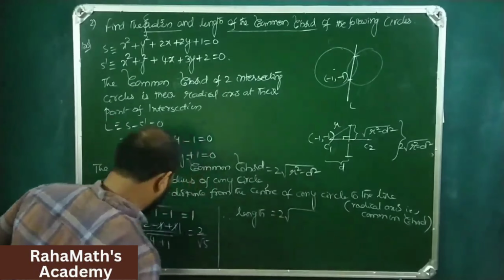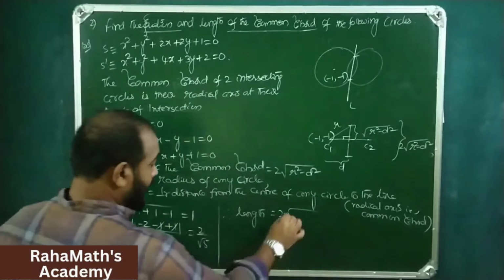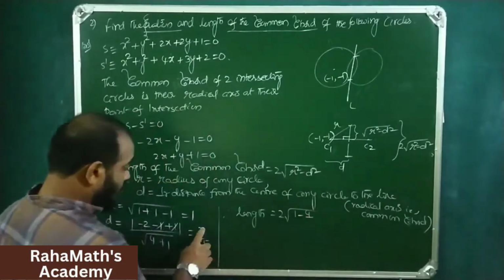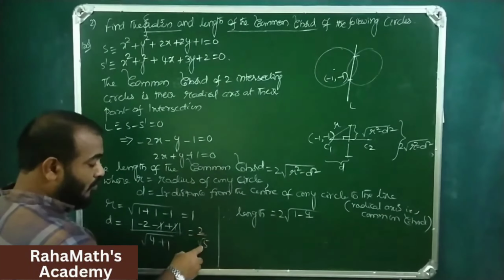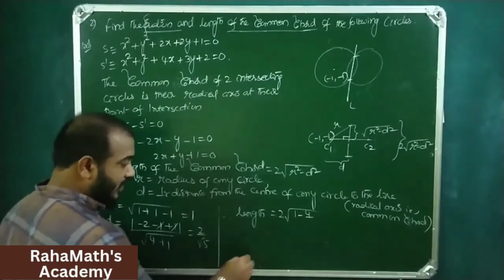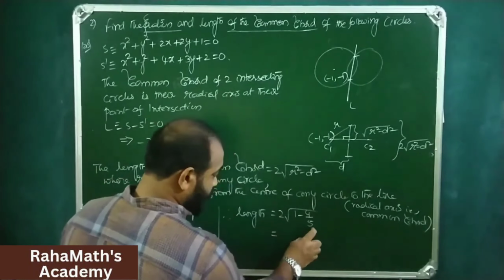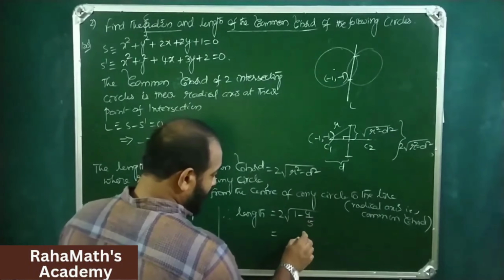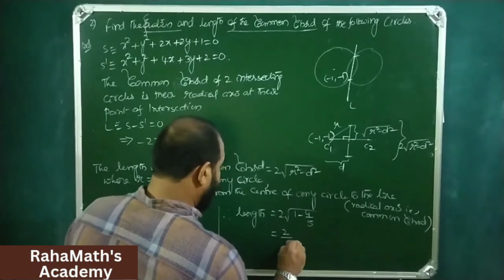Therefore, length is equal to 2 root of R square, which is 1, minus D square, which is 4 by 5. 2 by root 5 whole square: 2 square is 4, root 5 whole square, the square root gets cancelled, 5. So this is equal to 1 minus 4 by 5, that is 1 by 5. So 2 into 1 by root 5. Therefore, this is 2 by root 5.